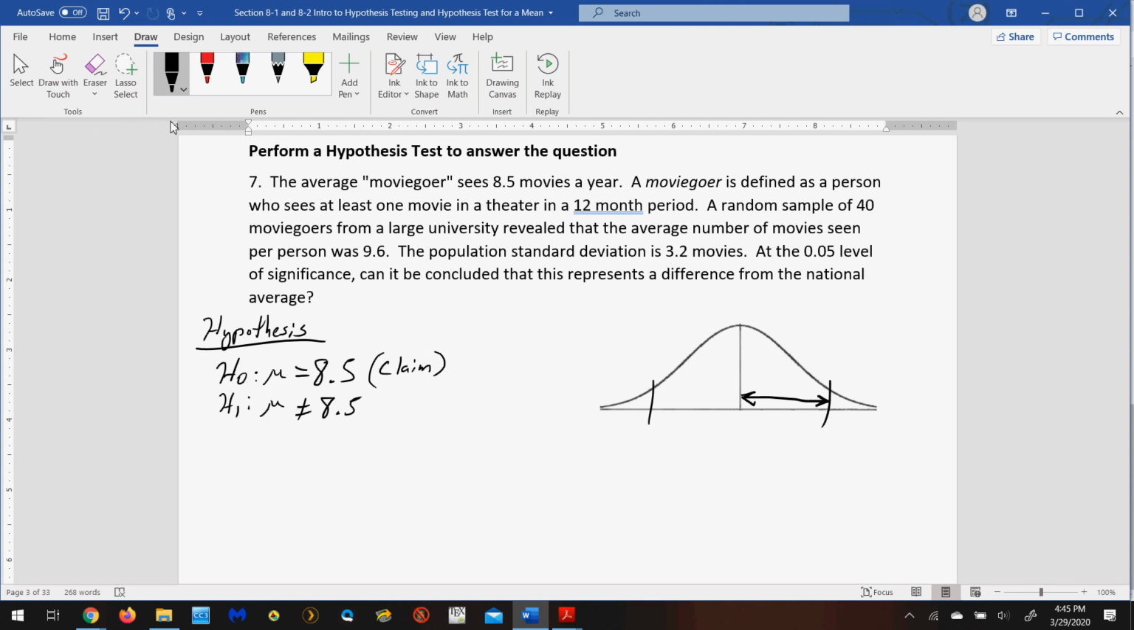Now I need the alpha, and nowhere here does it mention the word alpha. But what it does mention is this thing called level of significance. Level of significance is the same thing as alpha. So alpha would equal 0.05. Now since it's two tails, that means 0.05 is from both tails. So I have to divide this by 2. And that gives me 0.025 in both tails.